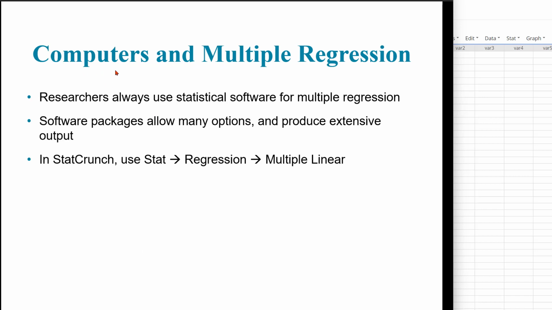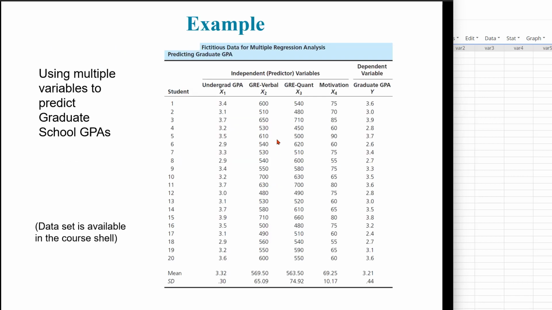Computers are essential for multiple regression analysis due to their ability to handle large datasets, perform complex calculations and model estimation, and ensure reproducibility. StatCrunch can perform multiple regression, and although we will not compute these complex tests in our assignments for this course, we can see how a multiple regression is done with an example regarding predicting success in graduate school.